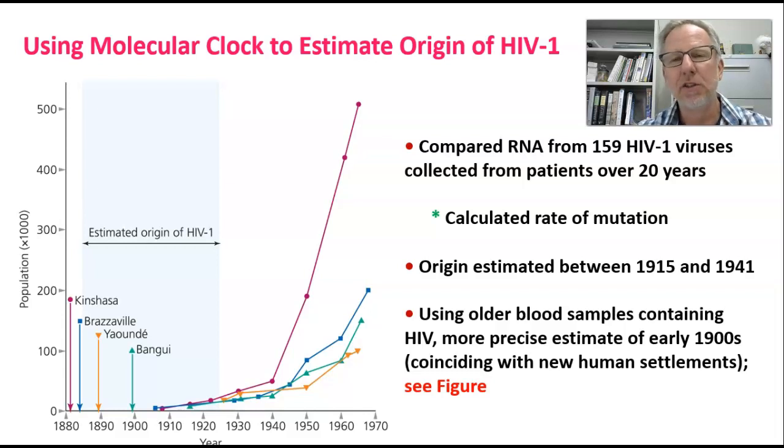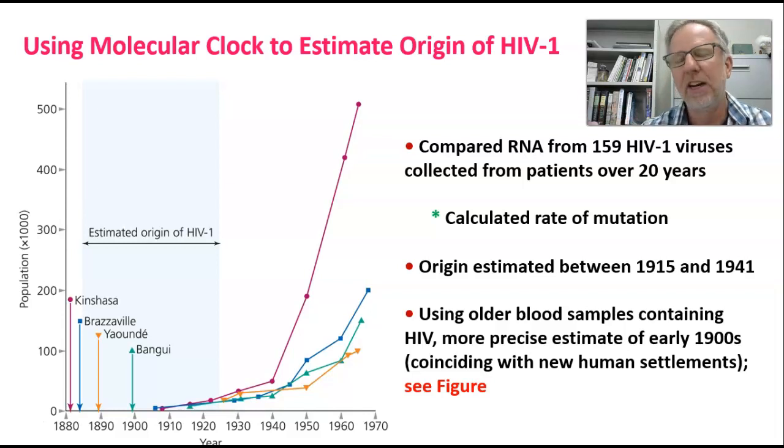So, of course, HIV was first detected in the 1980s, and from then on it was known to science and the public. So to get an estimate of when HIV-1 may have originated, biologists compared RNA sequences from 159 HIV-1 viruses collected from different patients over a period of 20 years. And based on the mutation rate over this 20-year period, they were able to back-calculate using the molecular clock approach. They estimated that HIV-1 must have jumped over to humans from our primate relatives between 1915 and 1941.